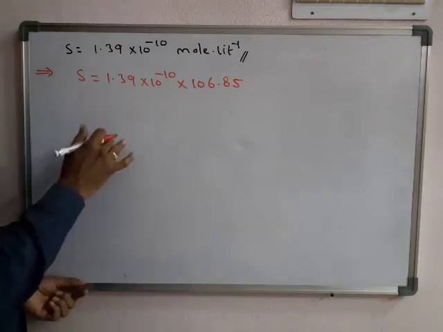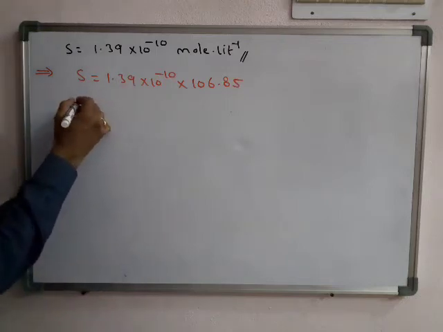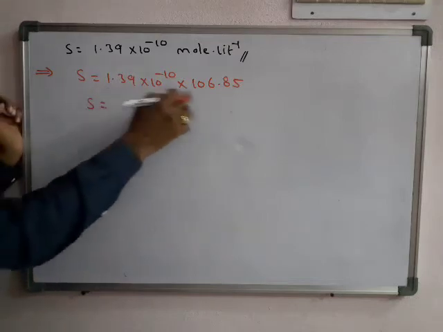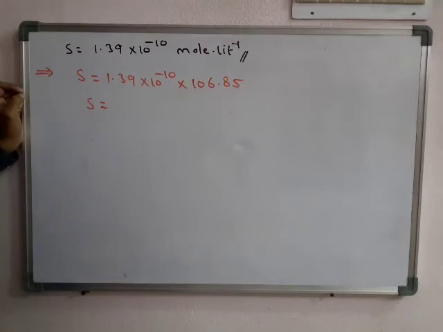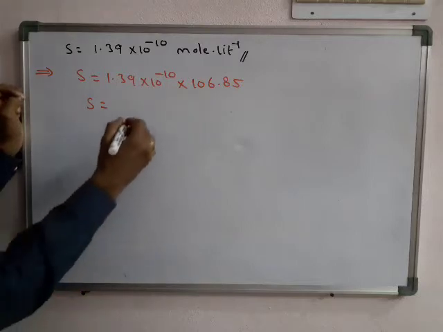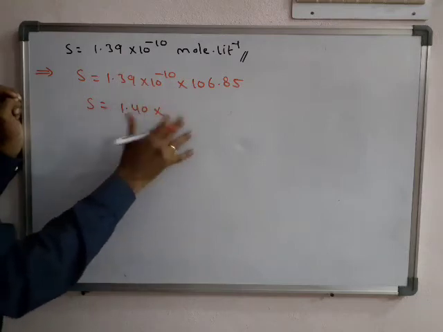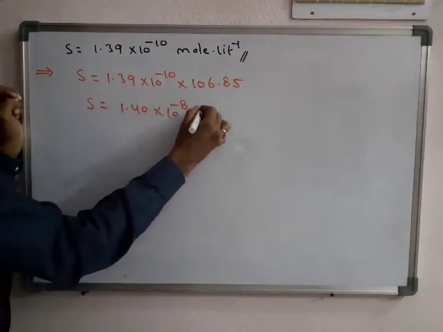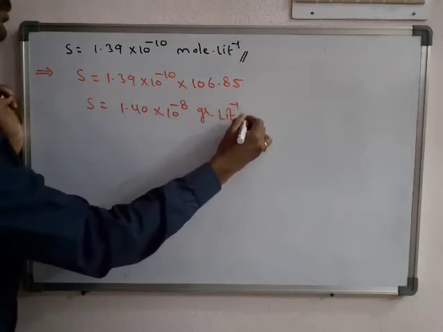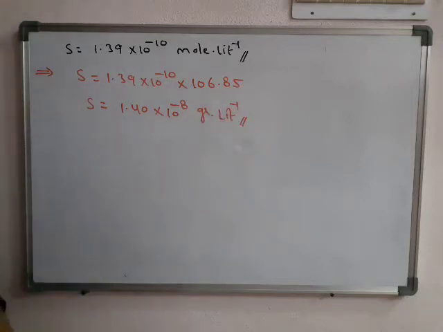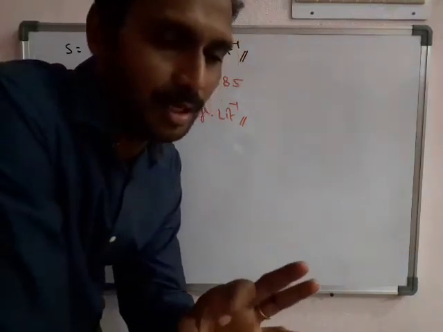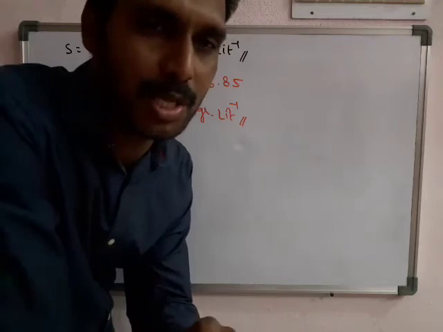Iron is 56, oxygen 16, hydrogen 1. So on this overall calculation, here we will get the answer, that is 1.4 × 10^-8. Actually, here we get approximately 140, so on simplification it becomes 1.40 × 10^-8 grams per liter. This means the solubility of ferric hydroxide in grams per liter is 1.40 × 10^-8. So the solubility in terms of moles per liter and in terms of grams per liter is very easy.